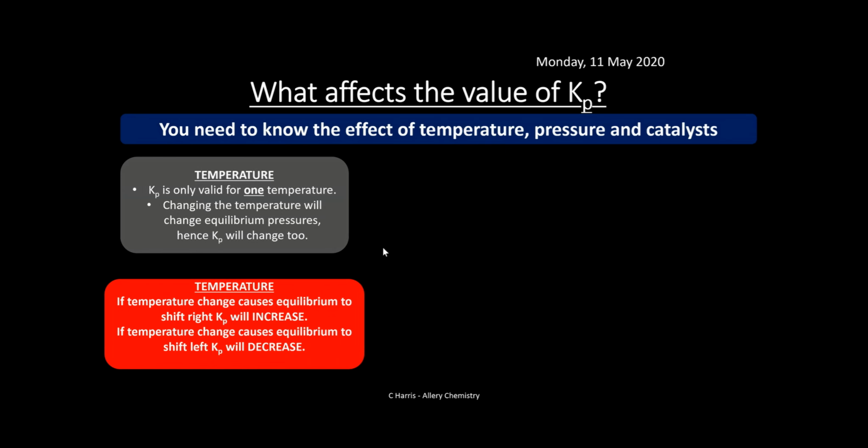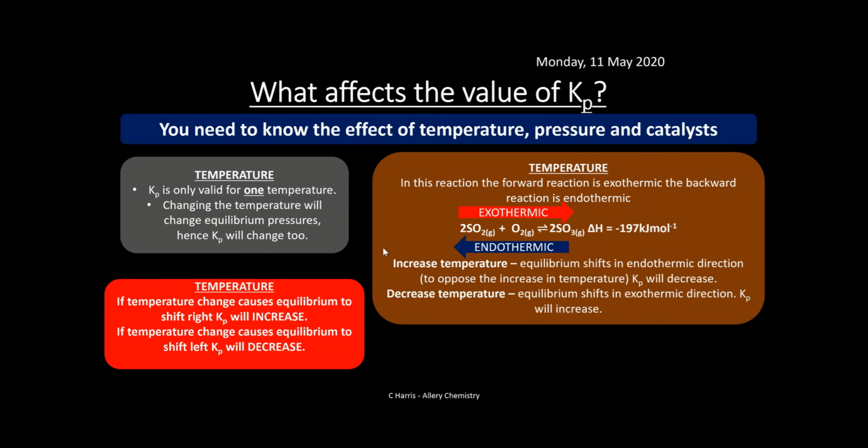So if the temperature change causes equilibrium to shift to the right, then Kp will increase. And if the temperature change causes equilibrium to shift to the left, then Kp will decrease. So let's look at an example here.